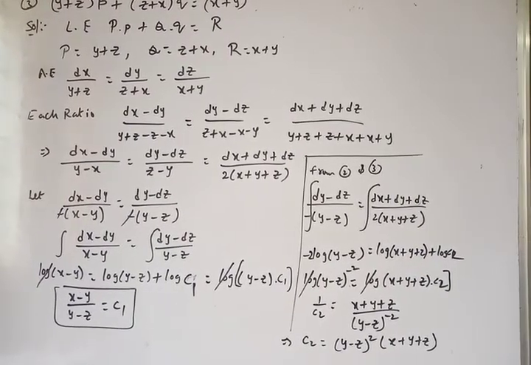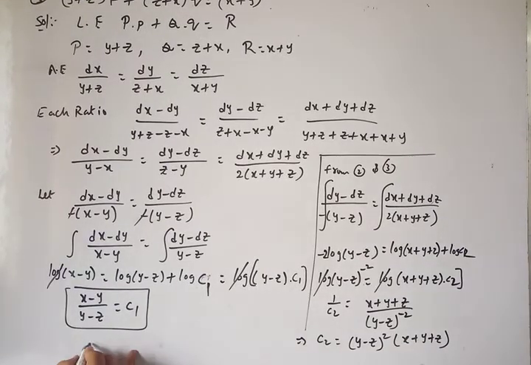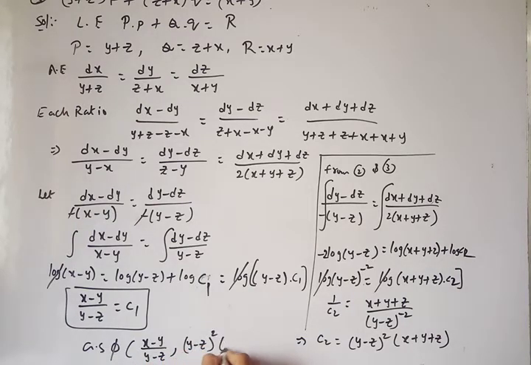So what is our general solution here? Therefore general solution phi of c1, what is my c1? x minus y by y minus z. What is my c2? y minus z whole square into x plus y plus z, is equal to 0. Okay, so like this you need to solve this Lagrange's equation.